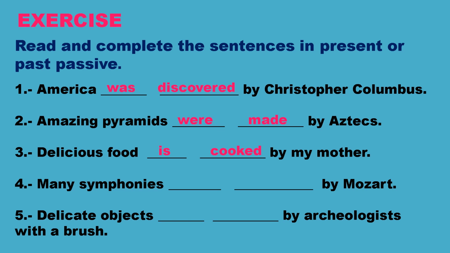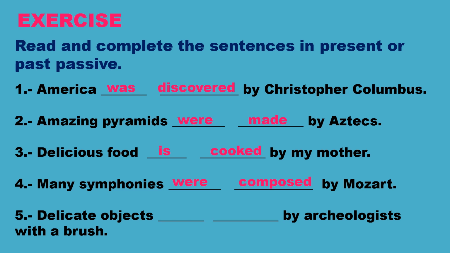Number four. Many symphonies by Mozart. Do you remember this important musician? Many symphonies by Mozart. Being, children. Being the verb. What could be the correct verb to be? Was or were? Symphonies. And what could be the verb, children? Yes, very good. Were composed. Excellent.